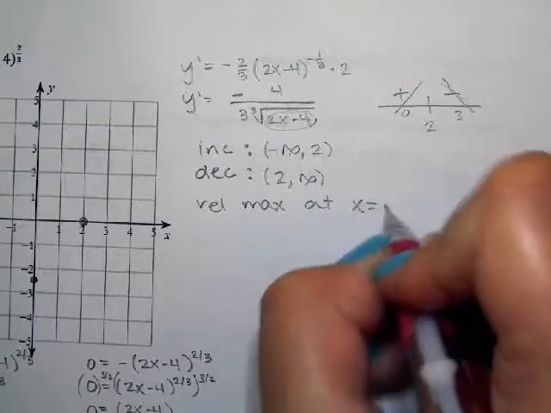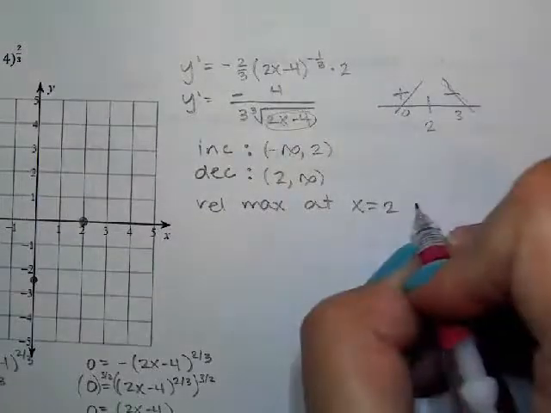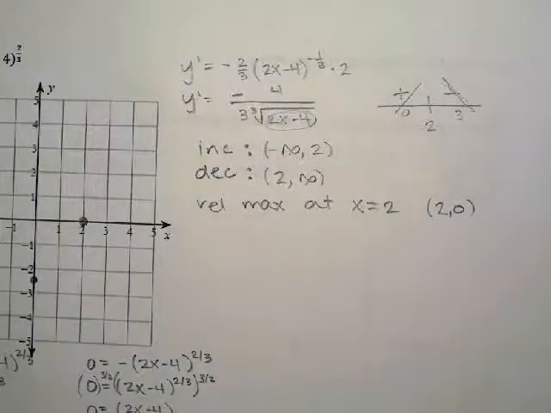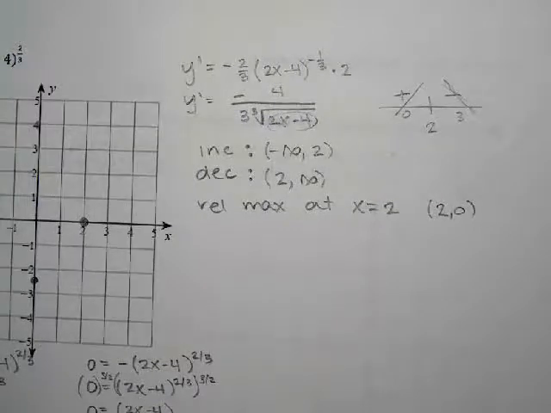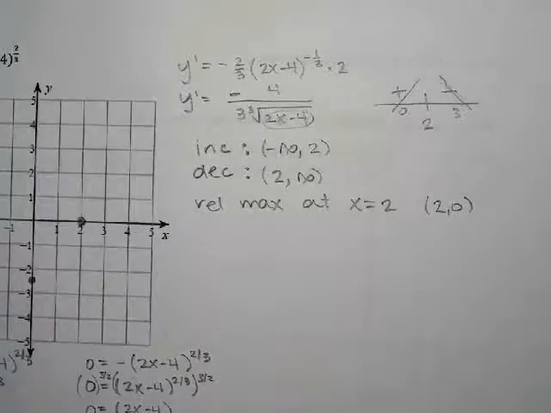And actually, we do know the y-coordinate of that point because we know that x equals 2 is where that x-intercept is. And so we know this is (2, 0). If it had been a different x value than 2, then what would we have done to know what the y-coordinate was? We could have plugged it in. Yeah, okay. All right, so we are done with the first derivative. What should we do now?